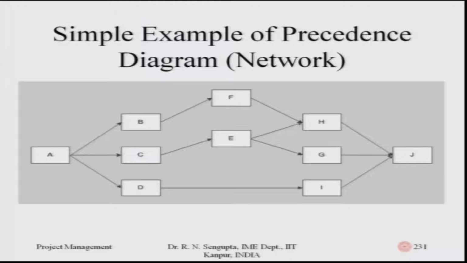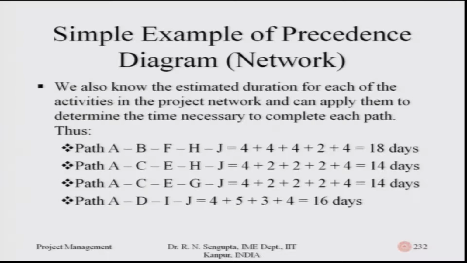Then after B you had F, and after C you had E, and as you proceed further to the right, F and E would lead to H, E would lead to G, and D would lead to I. So once H, G, and I are complete in some sense, it will go to the end job which is J, which completes the work.